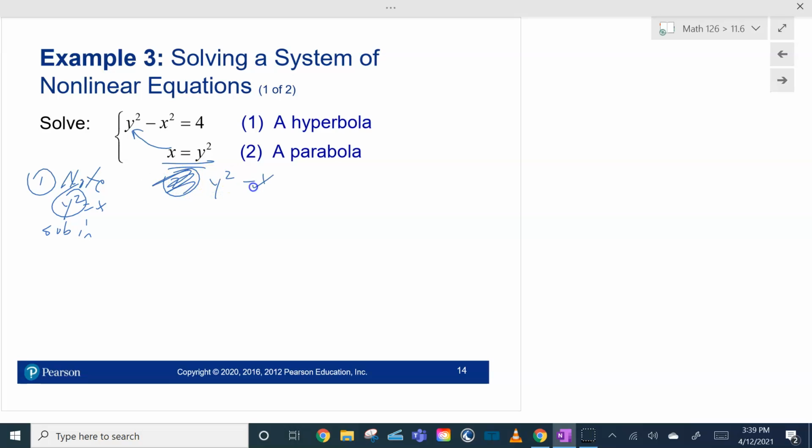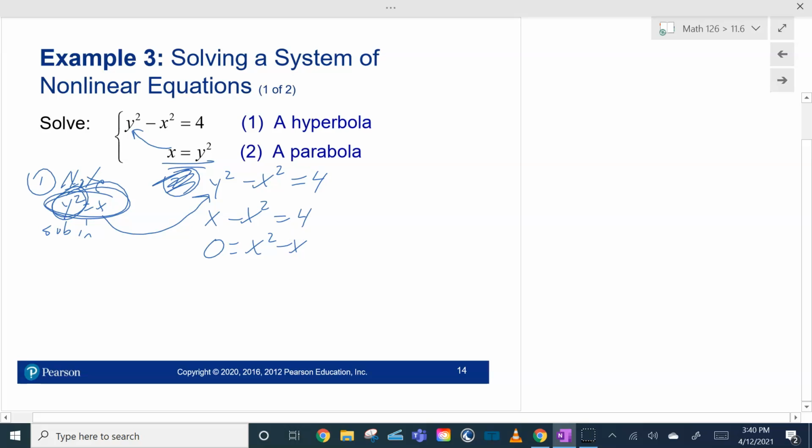I don't want to mix you up with my labeling here. So y squared is x, I'm sorry. If y squared is equal to x, that's what goes in right there. So we got x minus x squared equals 4. In other words, if we get this side equals 0, so we subtract x, add x squared, we have x squared minus x plus 4 equaling 0. Now that does not factor, so I'm going to plug that into the quadratic formula.